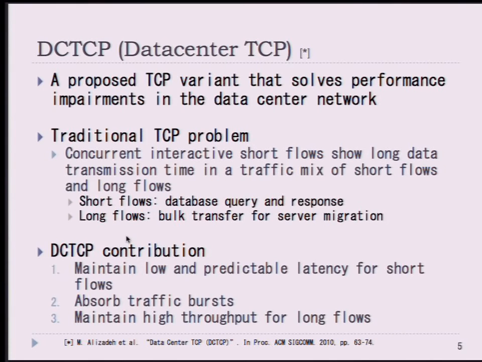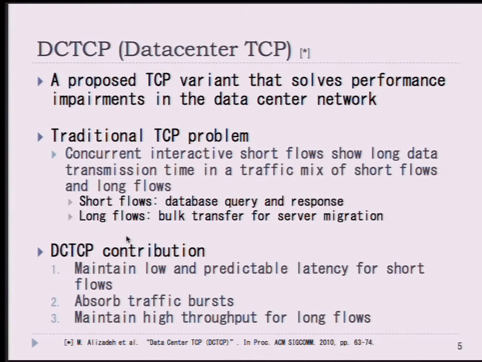Okay. So what is DCTCP? DCTCP stands for Datacenter TCP. As the name indicates, DCTCP is a proposed TCP variant that solves performance flaws in the data center network. So what happens if we use normal TCP in the data center network? Imagine the situation where the link shares short flows and long flows. In this situation, short flows lose to long flows, then they get longer transmission time.